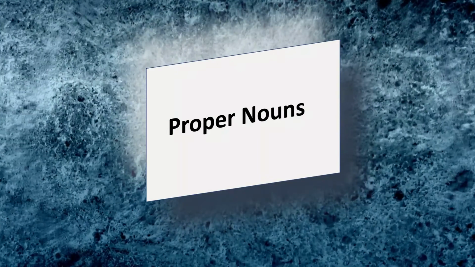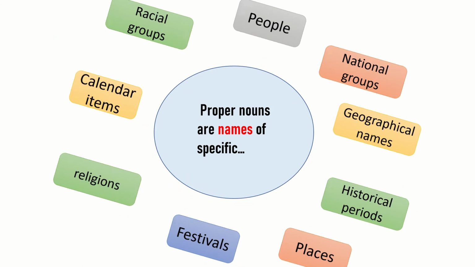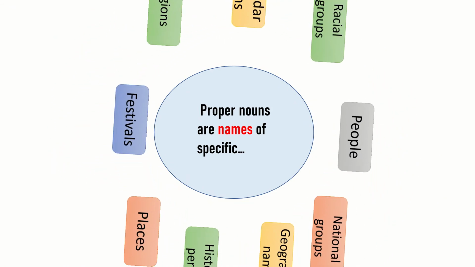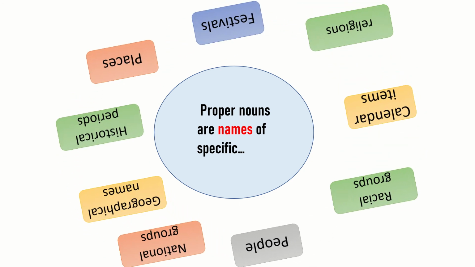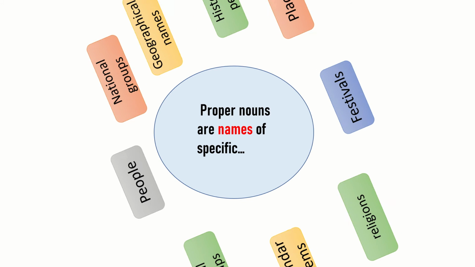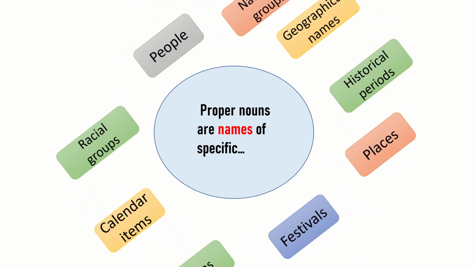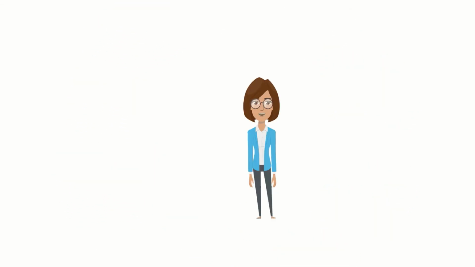Proper nouns. Let's take a look at proper nouns. Proper nouns are names of specific people, national groups, geographical names, historical periods, places, festivals, religions, calendar items, and racial groups. Let's take a look at each and every item using proverbs, idioms, and quotations.